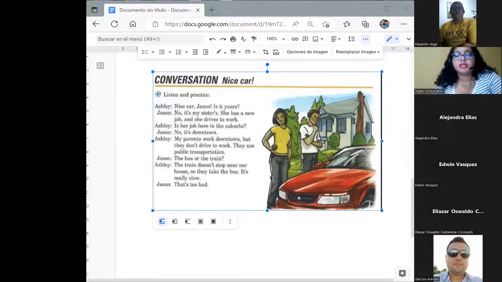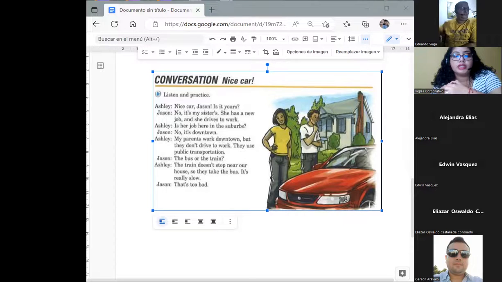They use public transportation. Ashley le responde a eso de que pues, la hermana trabaja en el centro de la ciudad, que sus padres igual trabajan en ese lugar, pero que no manejan para llegar al trabajo. Ellos usan public transportation, el transporte público. And Jason asks, the bus or the train? El bus o el tren.